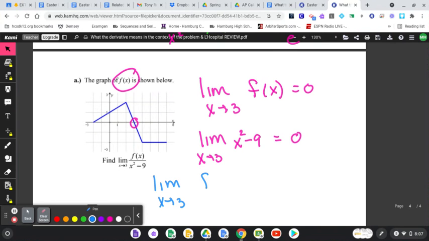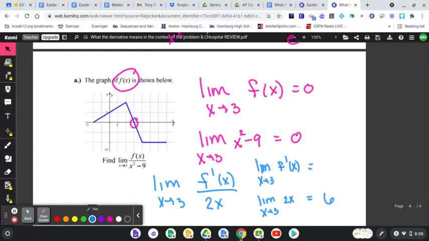Derivative of the numerator, so that's just f prime of x, divided by the derivative of the denominator, which is 2x. So now again, I'm just going to find each limit separately. Setting the limit as x approaches 3 of f prime of x, and the limit as x approaches 3 of 2x. That one's pretty simple. I'm going to get a 6 there.